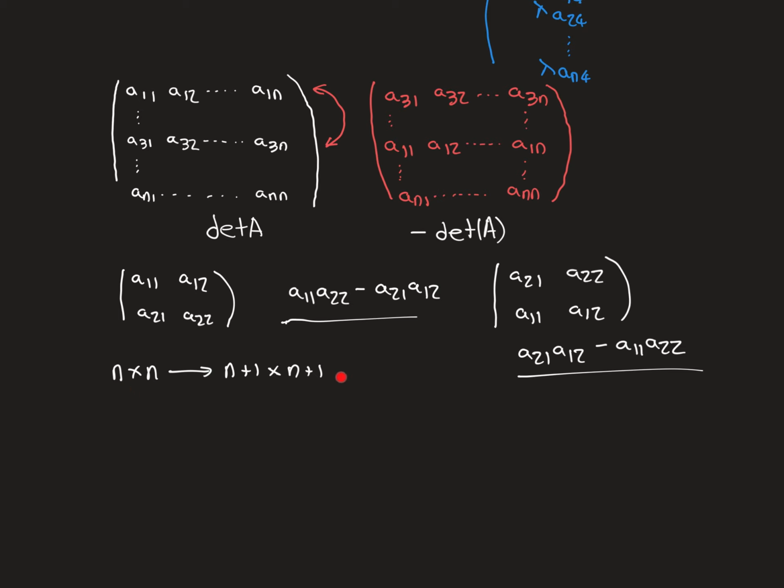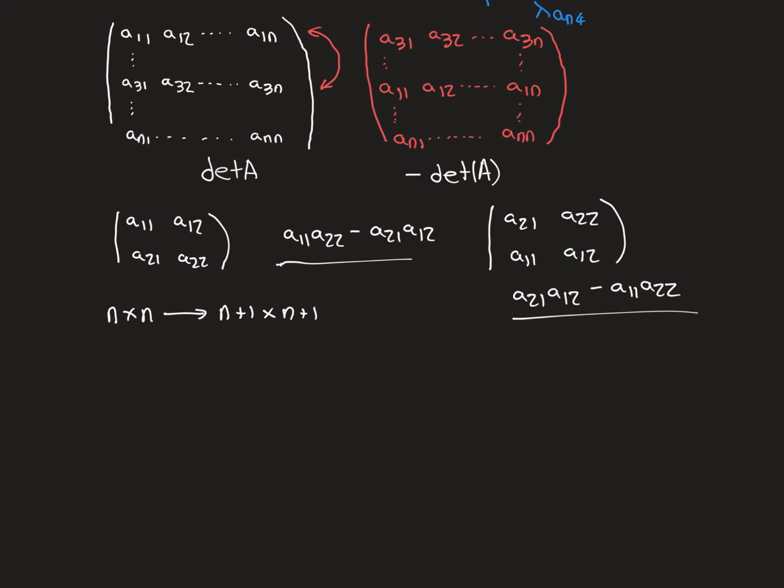And if we can prove this inductive step, then because it's true for 2-by-2 matrices, this will imply that it's true for 3-by-3 matrices, and then because it's true for 3-by-3, it will imply it's true for 4-by-4, etc. 4-by-4 will imply 5-by-5, i.e. it will be true for all n-by-n matrices, apart from 1-by-1 where it's too trivial. You can't swap rows in a 1-by-1. So, how are we going to prove our inductive step then?